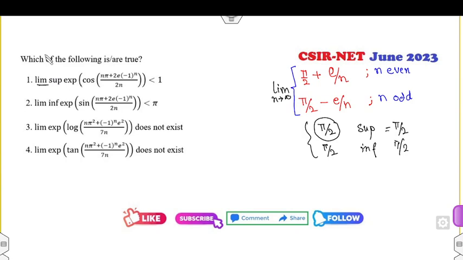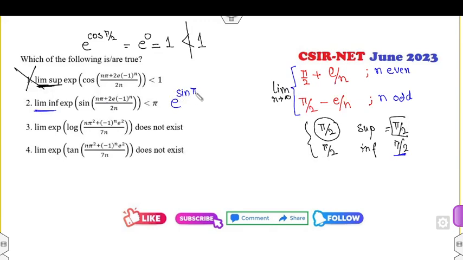Now substitute the value in the first case. Limit supremum. What is the limit of the supremum? Pi over 2. Exponential cos pi over 2. What is cos 90 degrees? 0. e raised to the power 0 is 1. Is it strictly less than 1? No. This option is cancelled. You can see this is the same question. Fine. What is the limit infimum? Limit infimum is again pi by 2. So e raised to the power sin pi by 2, e raised to the power 1 is e, that is 2.718. Is it less than 3.14? Yes.